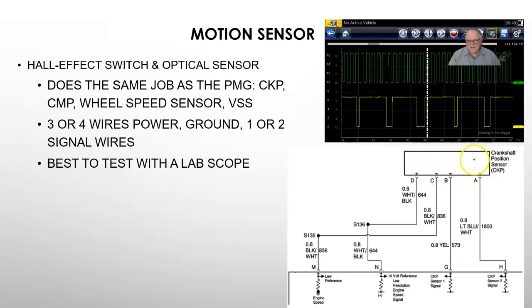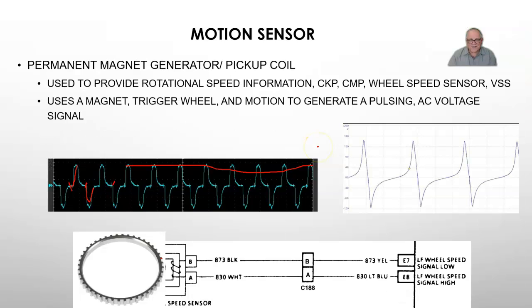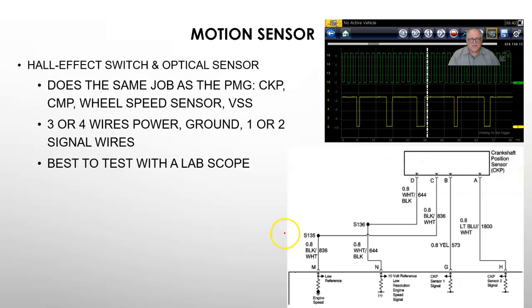Looking right here, I deleted what was inside of here because I don't care about the technology at this point right now. If my crank sensor is bad, then I need to go get a new crank sensor. Whether this is an optical sensor or a Hall effect, it doesn't matter. The testing of it is going to be exactly the same. With a PMG, going back to this last slide, you're going to identify a PMG by two wires. You're going to identify a Hall effect switch or an optical. It is going to have 3 or 4 wires.